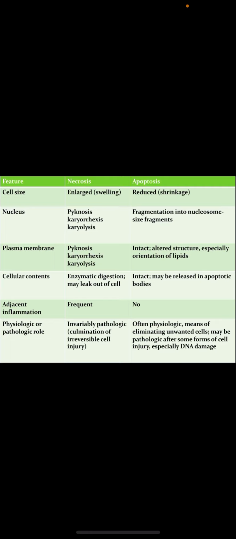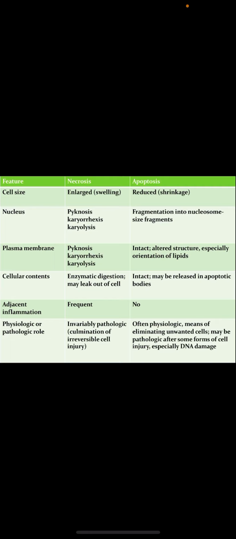Now you should know about the difference between apoptosis and necrosis. In necrosis the cell is enlarged, whereas in apoptosis there is cell shrinkage or reduction in cell size. The nucleus will show pyknosis, karyorrhexis, and karyolysis in necrosis, whereas there will be fragmentation into nucleosome size fragments in apoptosis. The plasma membrane is damaged in necrosis, whereas in apoptosis it will be intact.